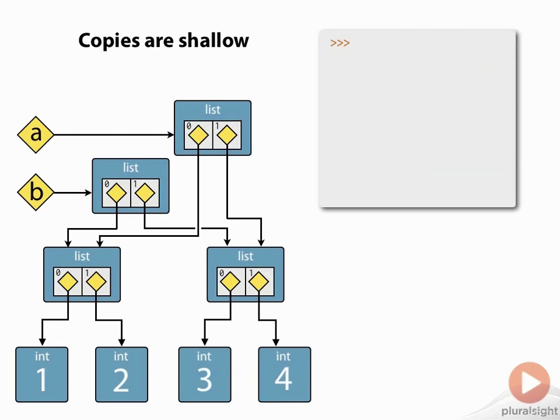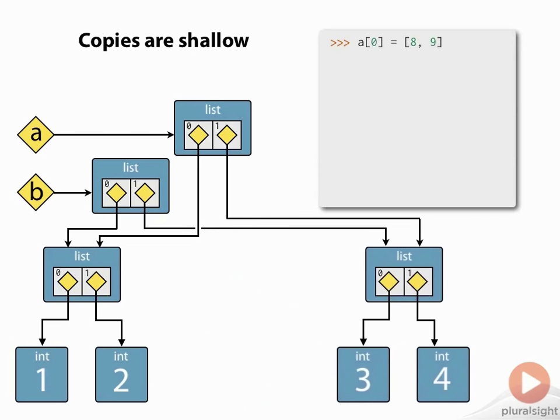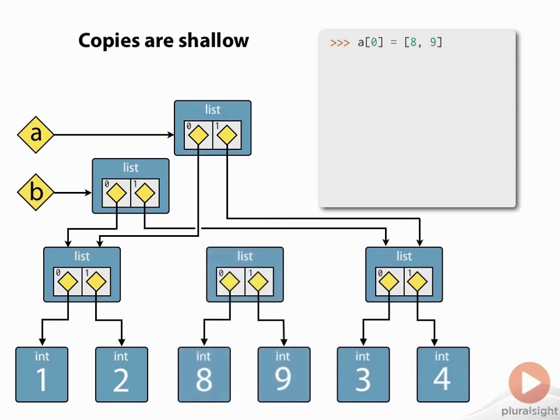Now let's replace the element at A0 with a new list containing 8 and 9. This results in the construction of two new integer objects containing 8 and 9 respectively, and a new list, the elements of which are references to these two new integer objects. The reference in A0 is redirected to point to this new inner list object. And we can confirm that A0 now indeed points to the new list, whilst B0 is unmodified.